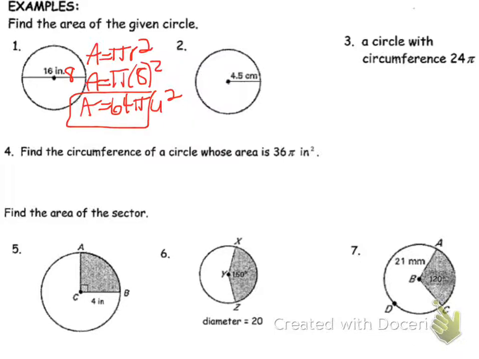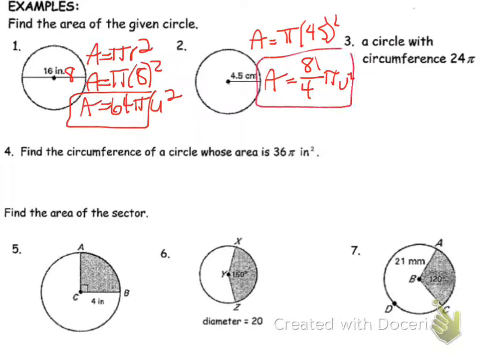Okay, number 2, again, here I already have the radius. So I've got area equals pi times 4.5 squared. Okay, and this, if you type this in the calculator, it's 81 over 4 pi. Again, if we want to keep that exact, then we'd want to get that simplified fraction.